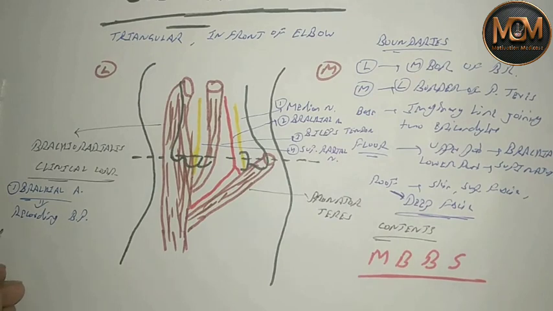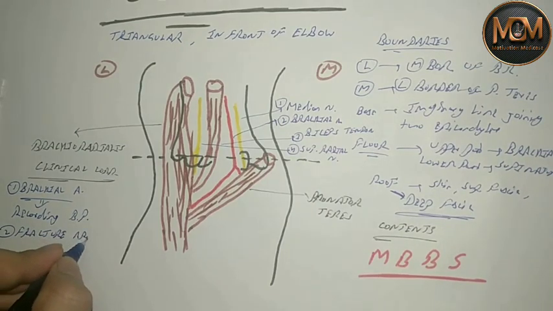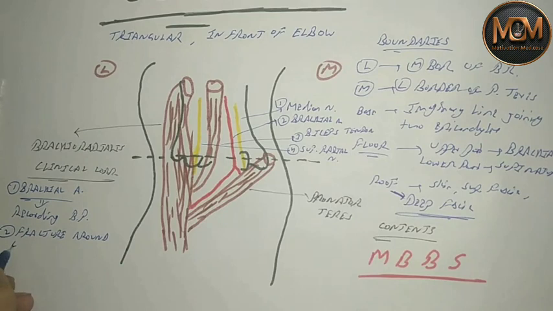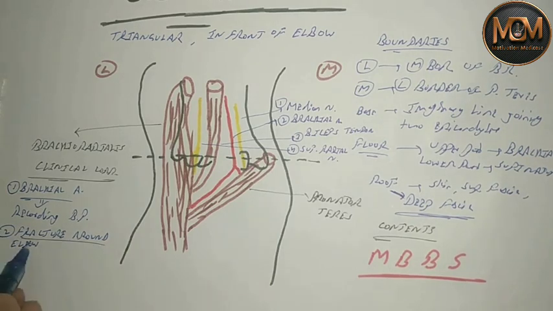Now the second clinical condition is if there is a fracture around the elbow. If there is a fracture around the elbow, the contents of the cubital fossa can get damaged.